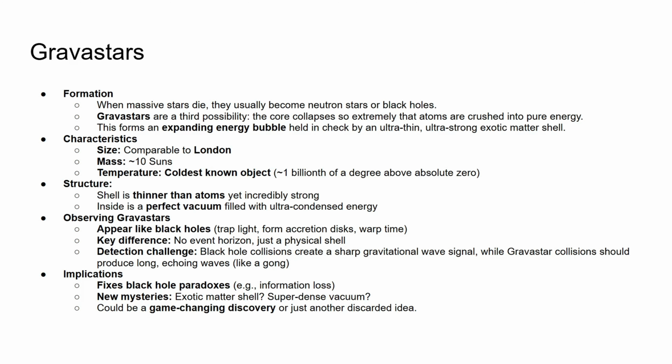And then this forms an expanding energy bubble that would be held in check by an ultra thin, unbelievably strong exotic form of matter that forms because it's compressed so powerfully at the moment of collapse. And this would create a small object comparable to the size of London with the mass of at least 10 suns. It would also be the coldest object in the known universe, about a billionth of a degree above absolute zero. And the structure of it would have a shell about 4 atoms thick, but it would probably be the strongest known matter in the universe.